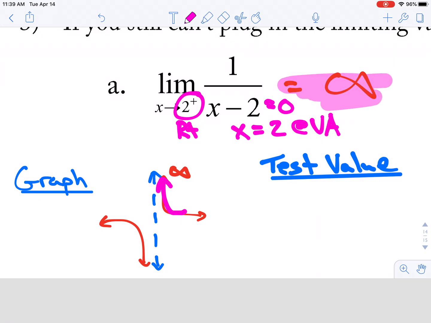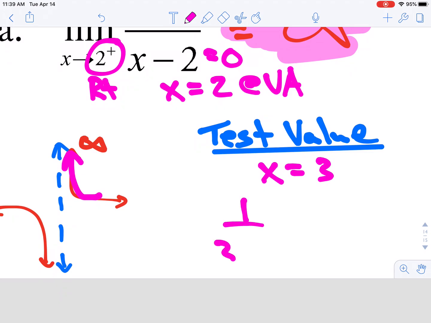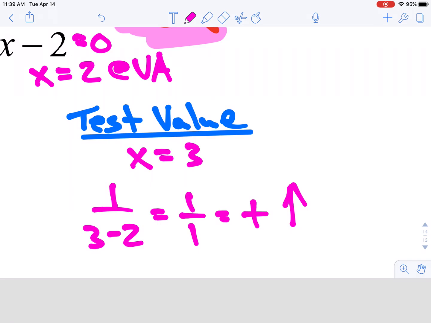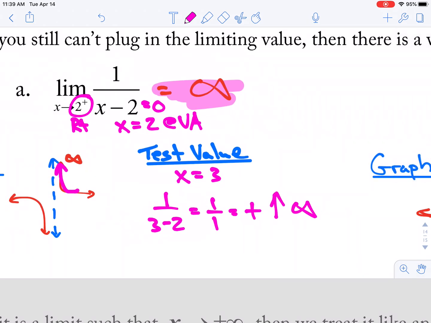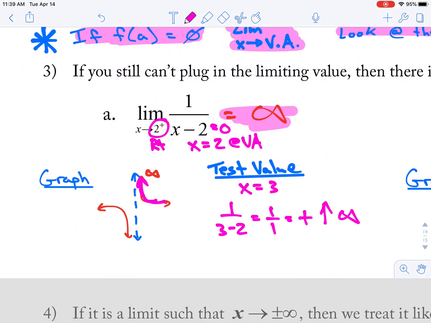Now, the other way you can do it, if you don't want to look at a graph or plug it in your calculator, is to test a value. You would test a value to the right of 2. You can test any value you want to the right of 2. For instance, let's test the value 3. If you plug 3 in, you get 1 over 1. 1 over 1 is a positive number. And if it's positive, that means the values are going up, up to infinity, because positive values would only go up. You would have to stay above the horizontal asymptote, which is why we're going to infinity. So we could do this algebraically by testing a value if we didn't want to plug it into a calculator.